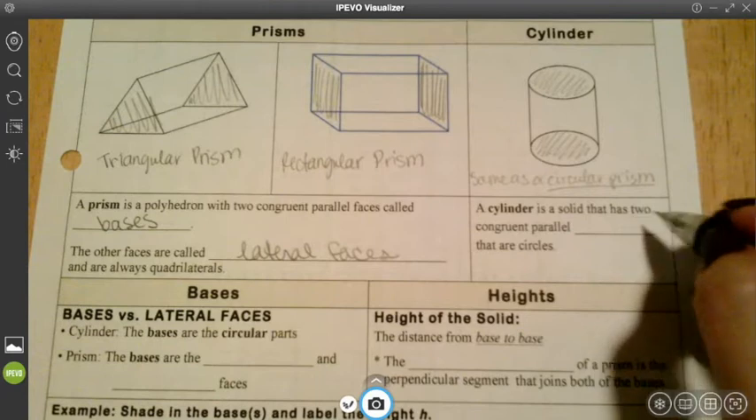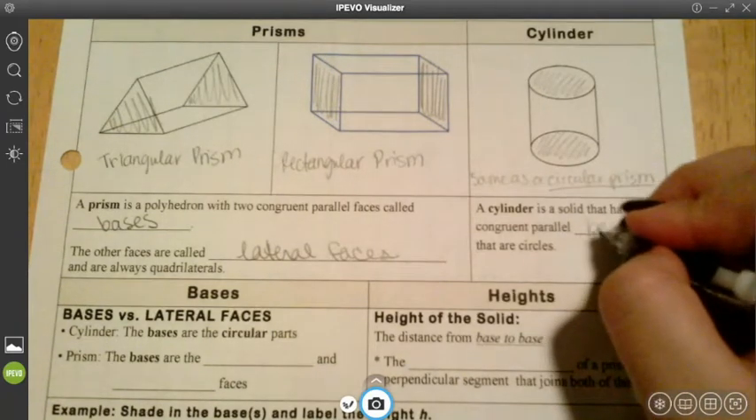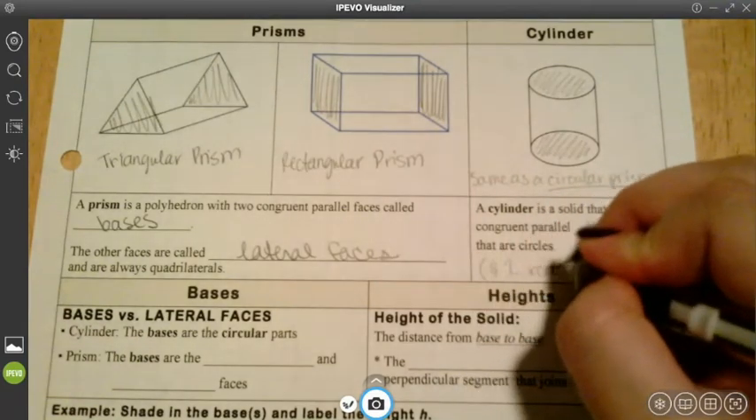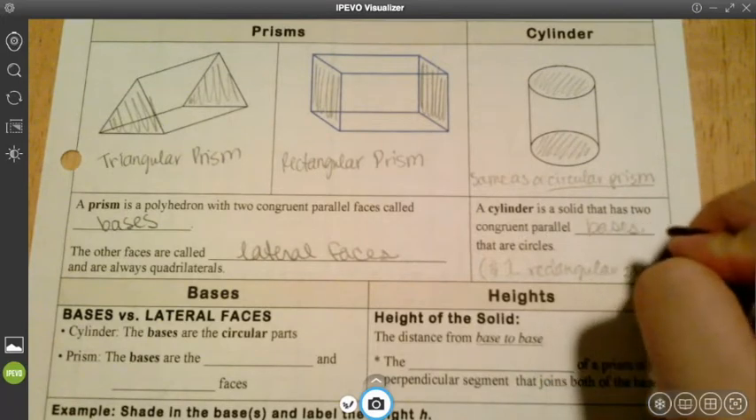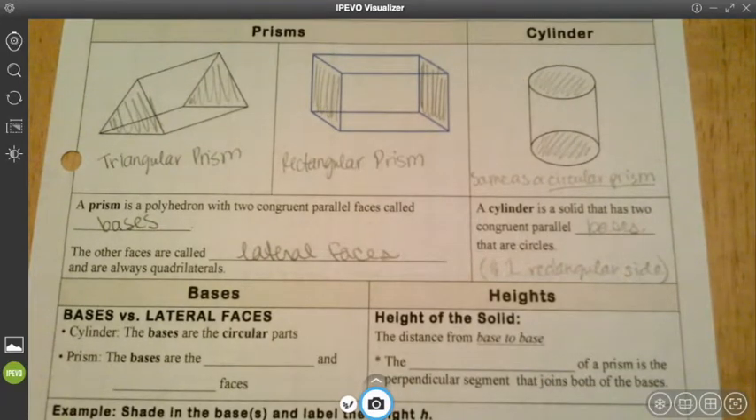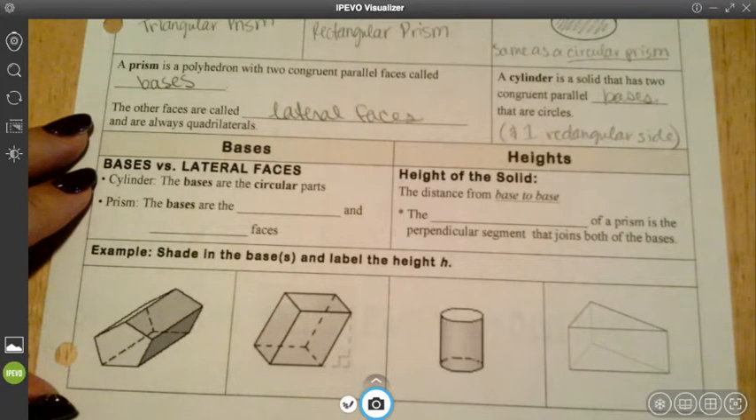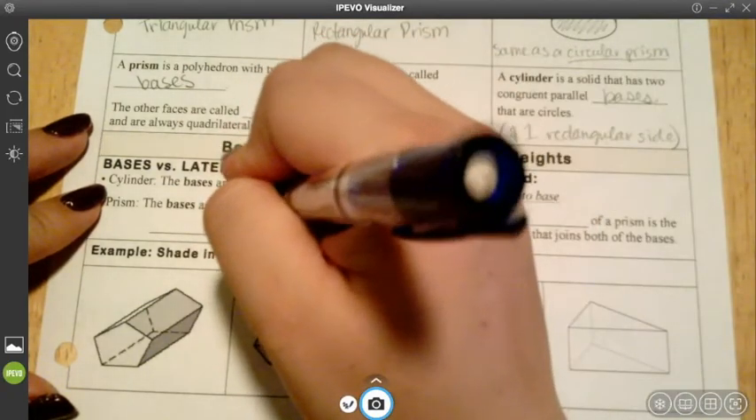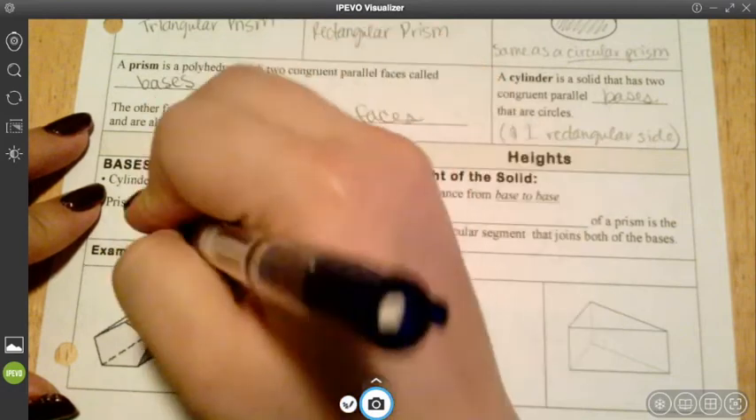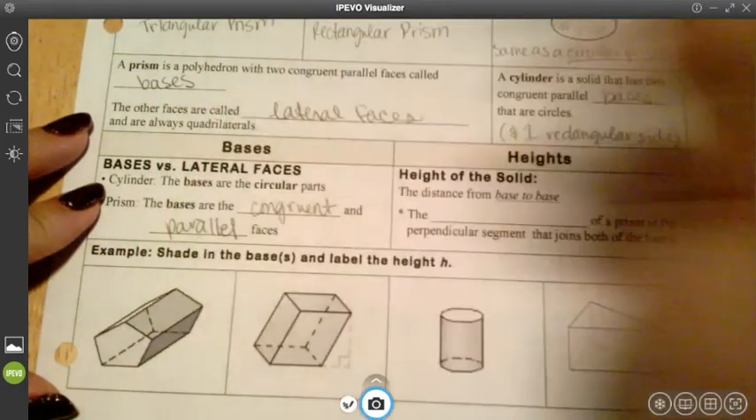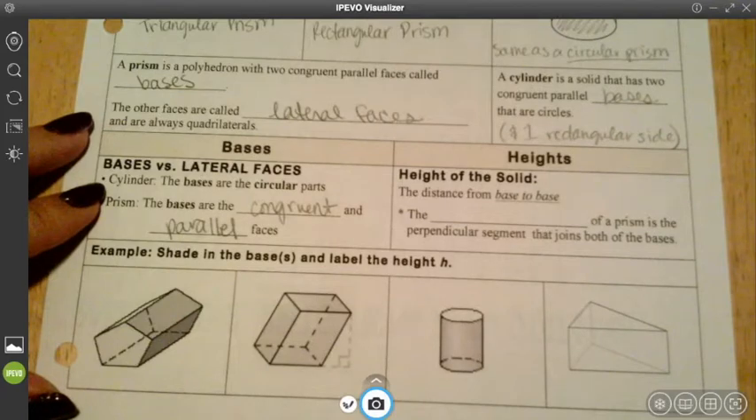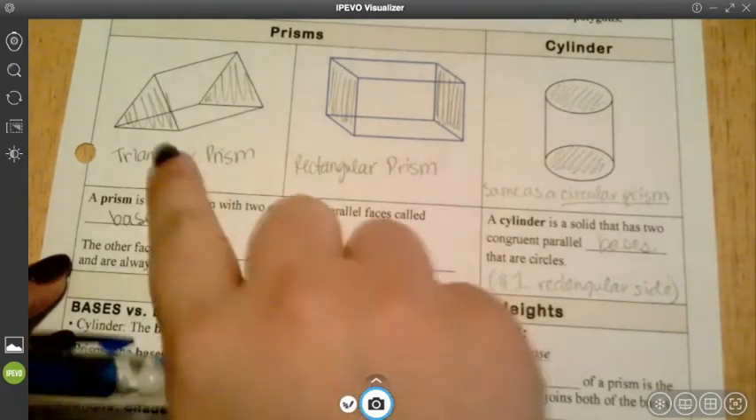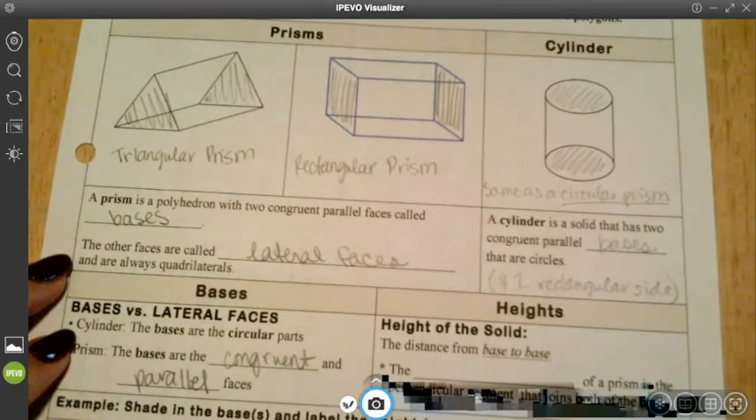So the cylinder is a solid that has 2 congruent parallel bases that are circles, and 1 rectangular side. And the bases are, for a cylinder, the circular parts. For the prism, we choose the bases that are congruent and parallel. Sometimes we have a choice. We could choose different bases. We could choose, for example, for the rectangular prism, which 2 are our bases. Sometimes there's no choice. There's only 1 option for a triangular prism.